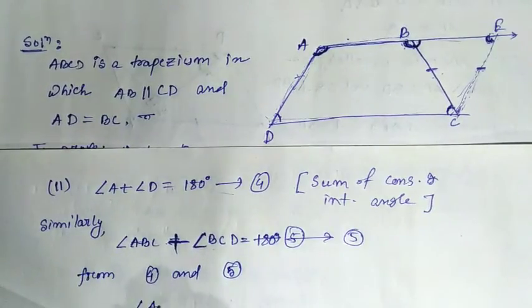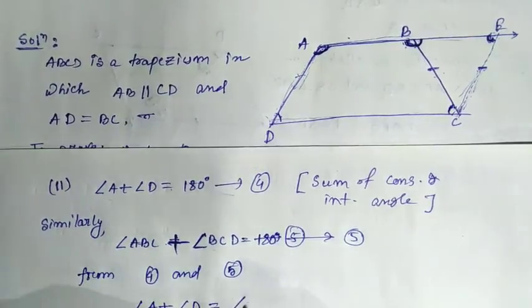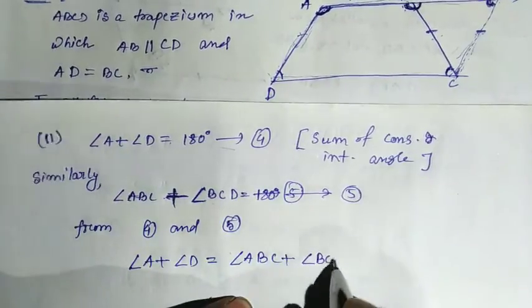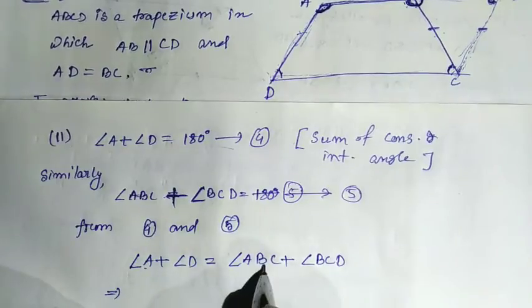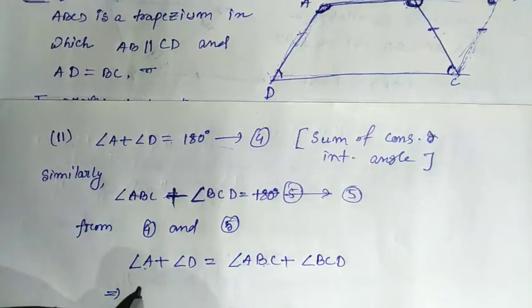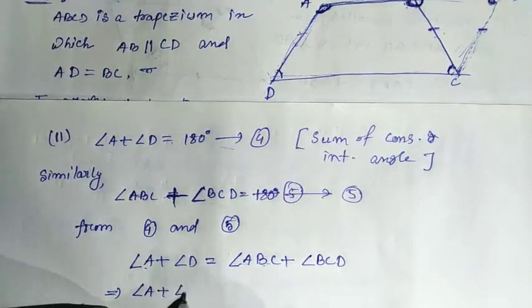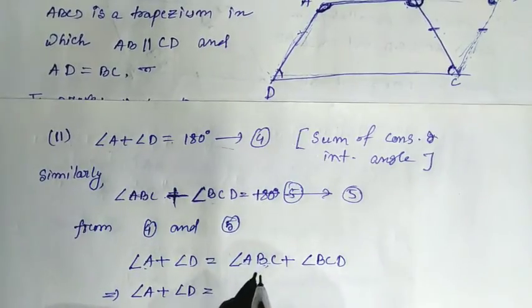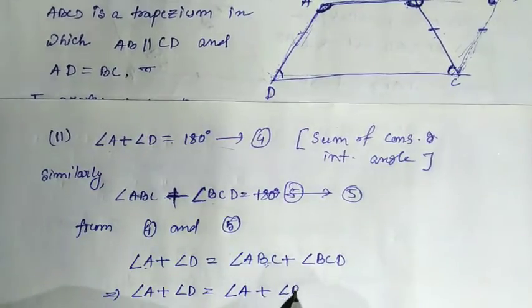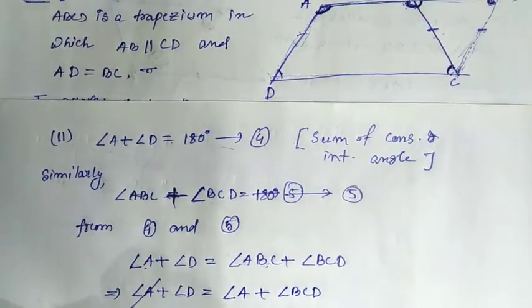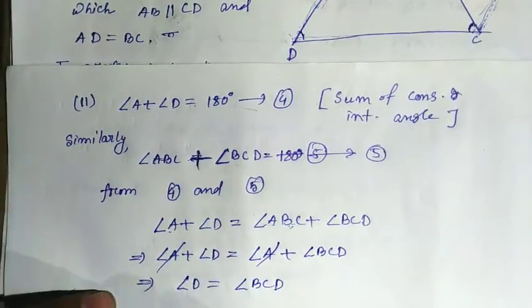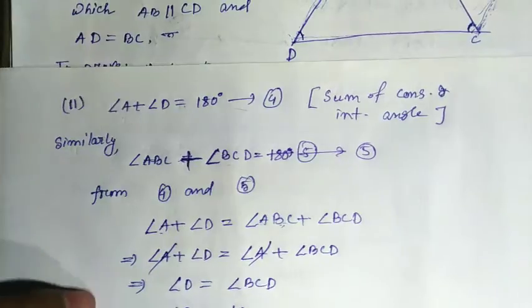So angle A plus angle D is equal to angle ABC plus angle BCD. Now see, angle A is equal to angle ABC, proved in equation number 3. So angle A plus angle D, with ABC being nothing but angle A because they are equal, plus BCD. Angle A and A cancel on both sides. Angle D is equal to angle BCD, which is angle D equal to angle C. So it is also proved.